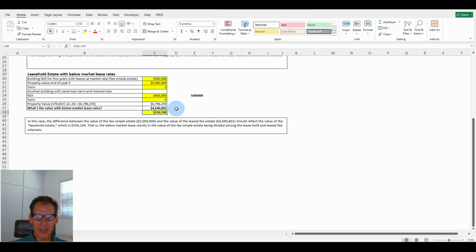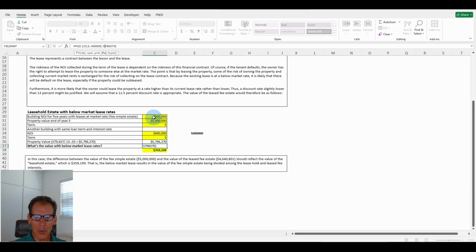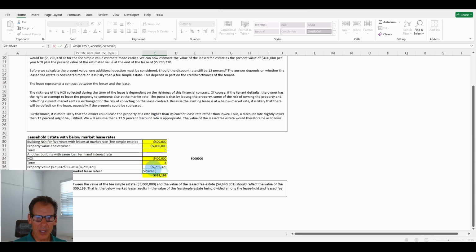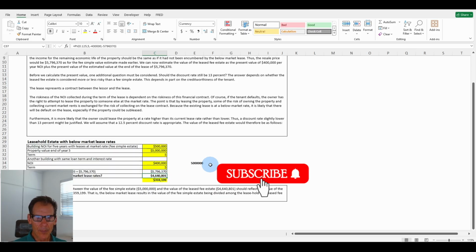You have to applaud the simplicity here. If you just need a back of the envelope approach, you can use this approach here, which is just the present value on some arbitrary number. This 5.7 million, I don't know where it came from, but it is probably the same approach here, where they just used a cap rate to come up with this number. And you can do the same thing here.